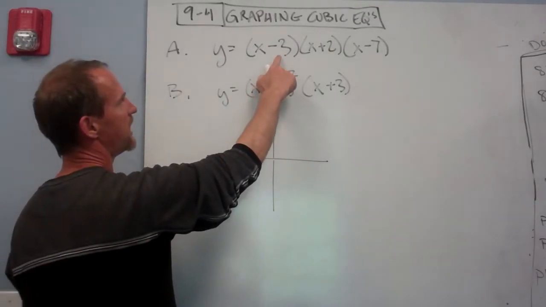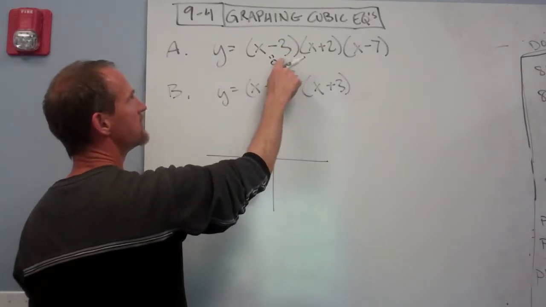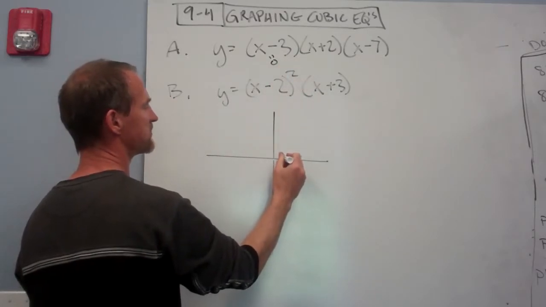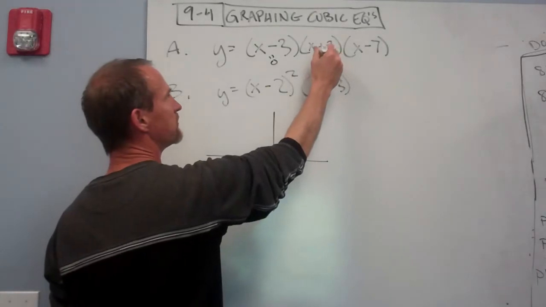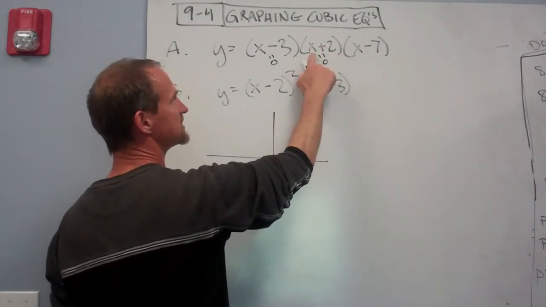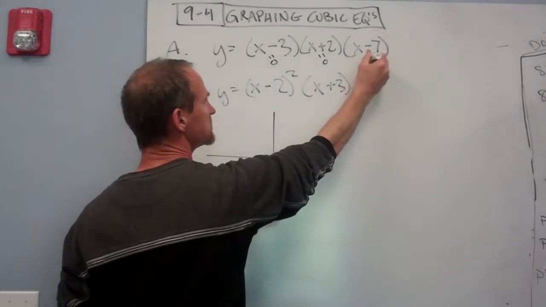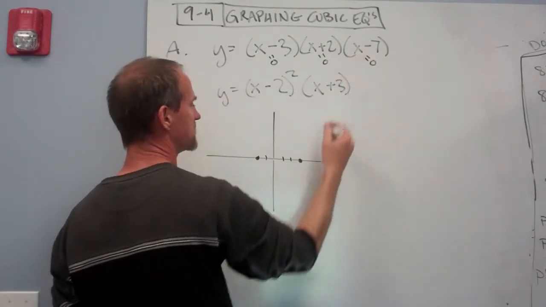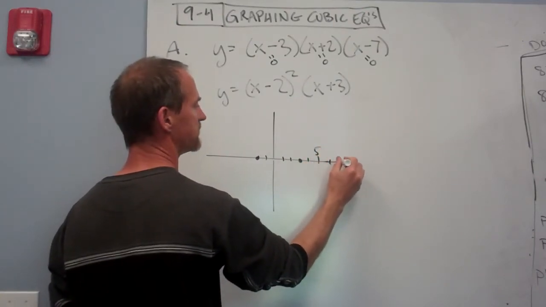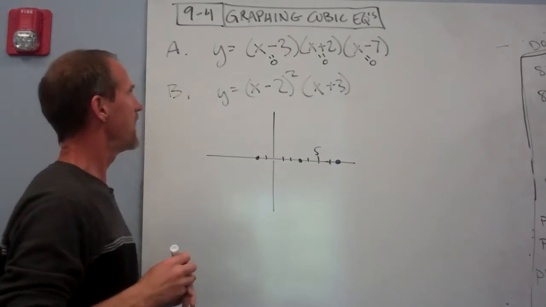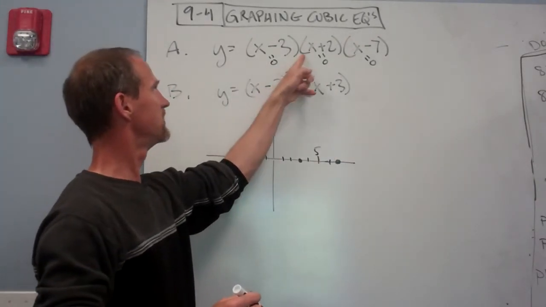and we are going to plot the zeros. Well, the zero is just when this is equal to 0. The 0 for this parentheses is positive 3, so I'm going to make a point there for that 0. The 0 for this one is when x is negative 2 plus a positive 2 gives me 0. And this 0 is when x is a positive 7, so 4, 5, and then 6, 7. There's my other 0.